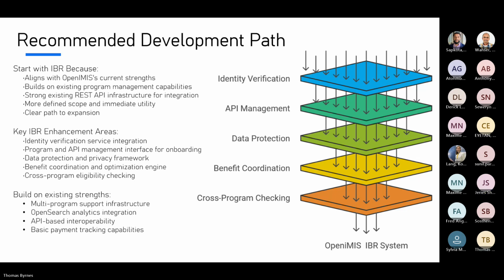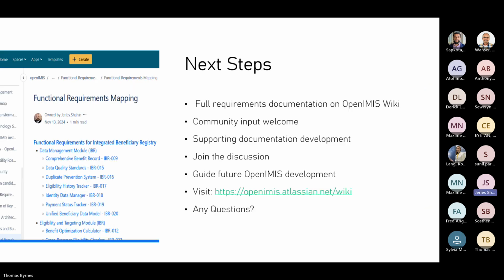Next, please. Okay, so next steps. The requirements have already been put on the wiki. All the mapping has already been there. We welcome everyone to comment and provide feedback, as there's always room for further enhancements on the requirements. We would love to be joining the discussions, and together we can all guide the future development of openIMIS. Here is the link for the wiki, and we welcome any questions. Thank you.